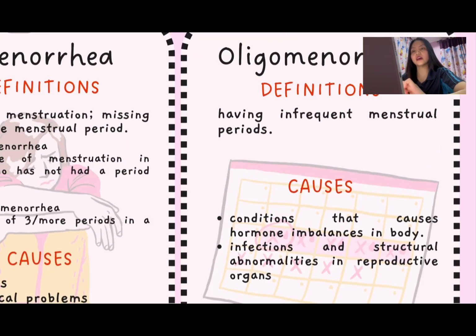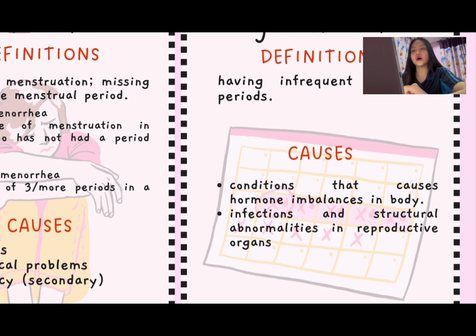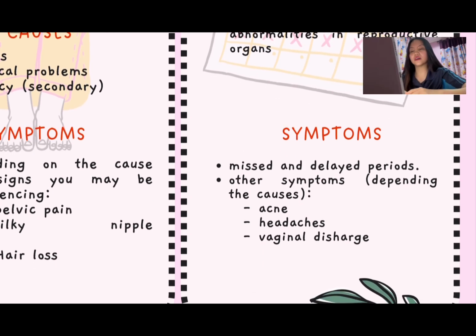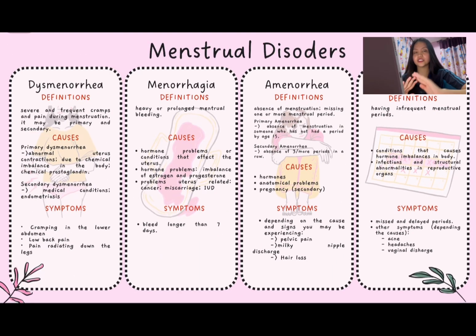Lastly is oligomenorrhea. Oligomenorrhea is having infrequent menstrual periods, and it can be due to conditions that cause hormone imbalance in the body, infections, and structural abnormalities in our reproductive organs. And the symptoms are missed and delayed periods, and besides that, depending on the causes, acne, headaches, and vaginal discharge.